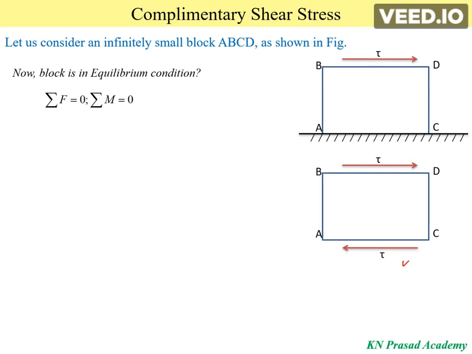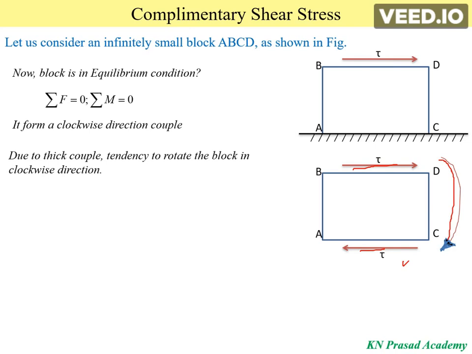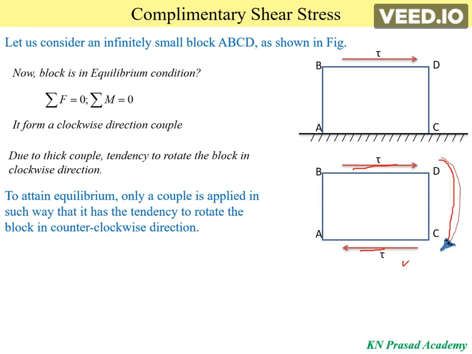Here we have to observe that the forces tau act at plane BD and plane AC, separated by the distance AB and CD, which forms a couple in the clockwise direction. So these shear stresses produce a couple in the clockwise direction, and due to this couple there is a tendency to rotate the block clockwise. To maintain the equilibrium condition, we have to rotate it back in the anti-clockwise direction.